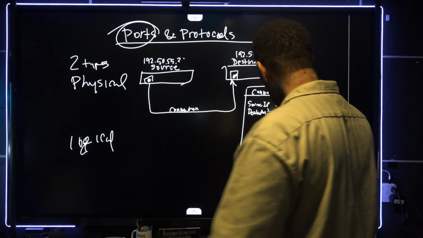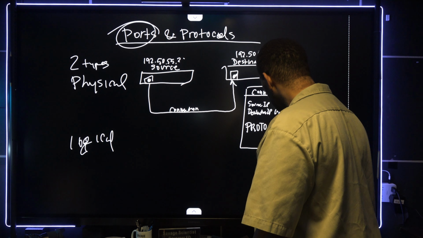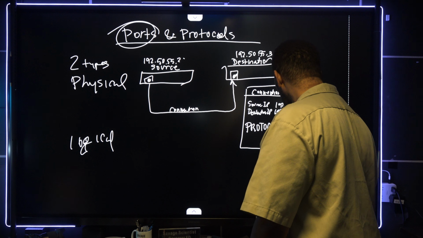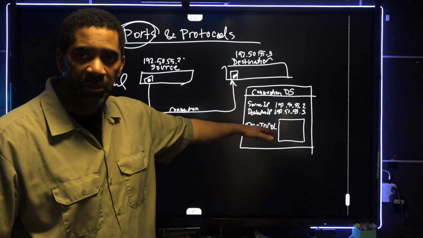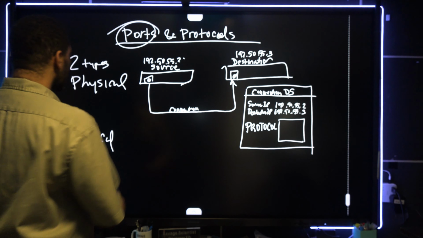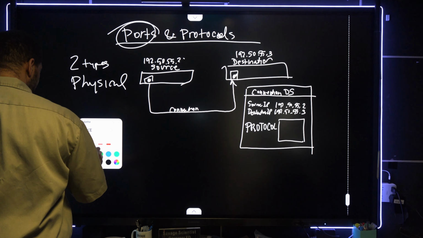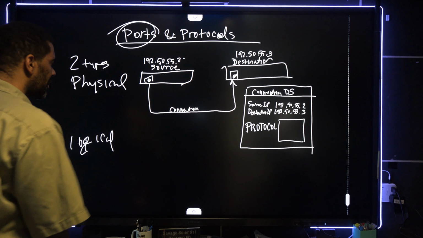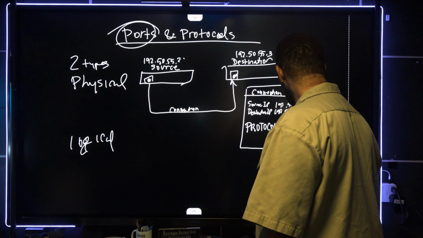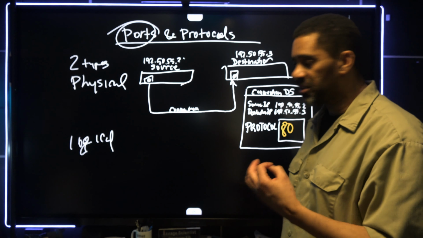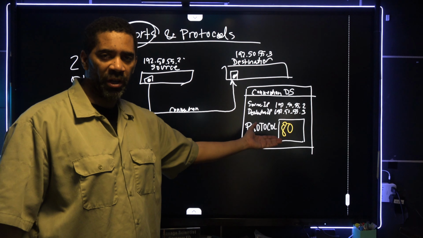So we're going to have something called a protocol attached to our IP address. That's where our logical port comes in. So let me change the color here to yellow. Our logical port would be 80. That is for HTTP traffic, or worldwide web traffic, which goes across port 80.